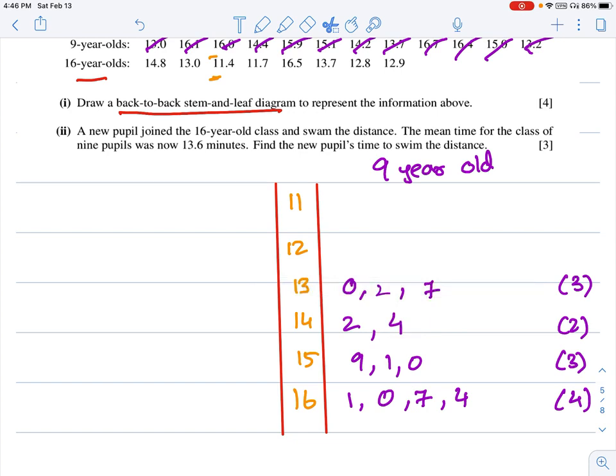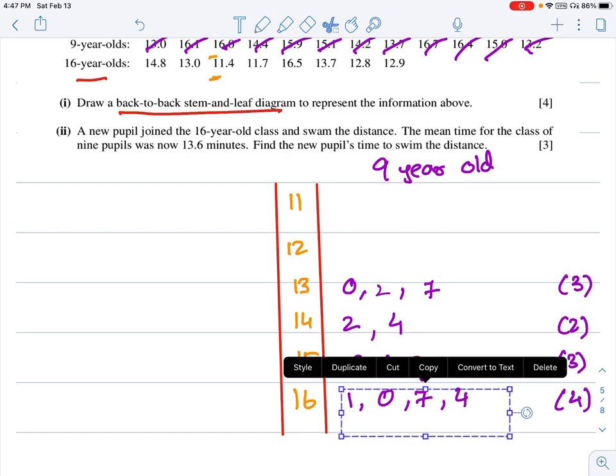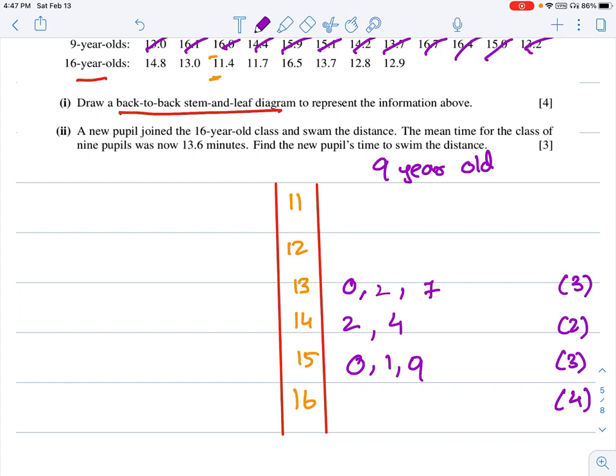So this is the easier one. What I can do is erase this one and write 0 and 9. And this is 1, 4, 1, 0, 7, 4. So 1, 0, 1, 7, 4. It becomes 0, 1, 7, 4, 7. So those are the cases.